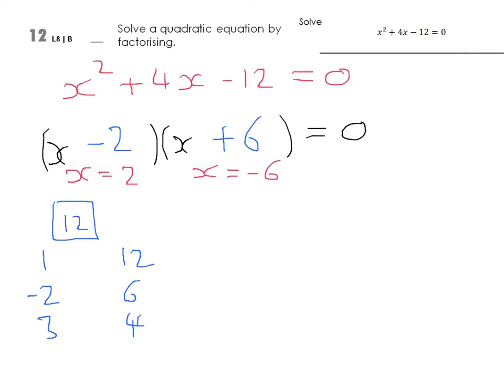In this video, I'm not going to explain why that is. I'm just going to tell you that all you've got to do is flip that sign. So instead of a minus 2, it becomes a plus 2. Instead of a plus 6, it becomes a minus 6. And those are your final answers. X equals 2 or x equals minus 6.